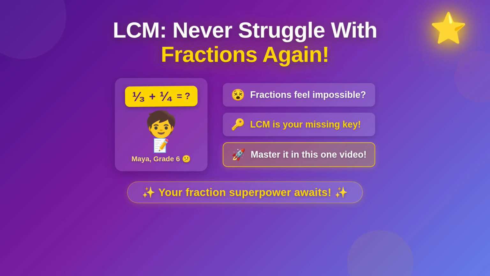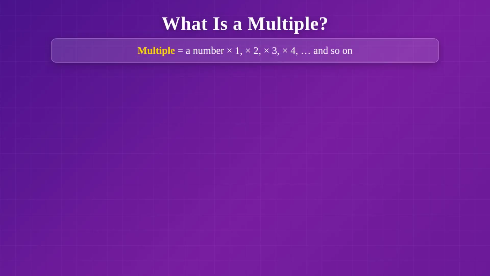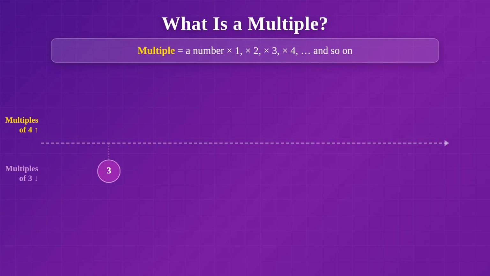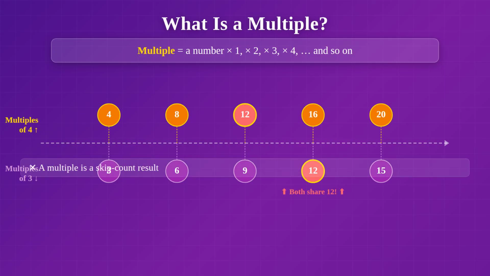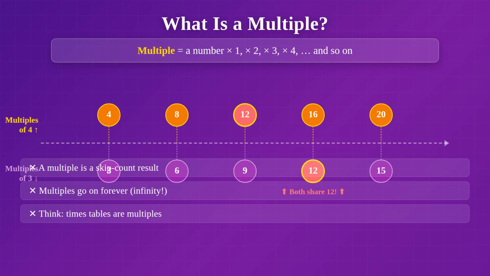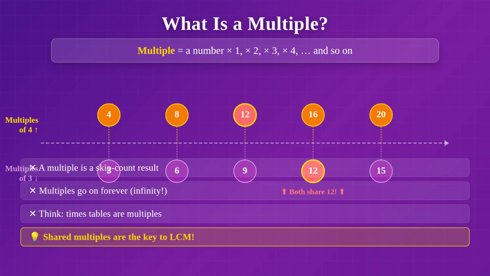Let's go. Before we tackle LCM, let's make sure we know what a multiple actually is. A multiple is what you get when you multiply a number by 1, 2, 3, 4, and so on. So the multiples of 3 are 3, 6, 9, 12, 15. They just keep going. And the multiples of 4 are 4, 8, 12, 16, 20. Think of multiples like the times tables. They're your number's whole family stretching out to infinity. Got it? Great, because this is where Maya's light bulb is about to go off.